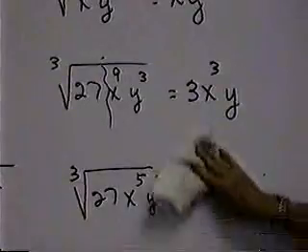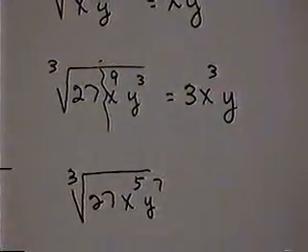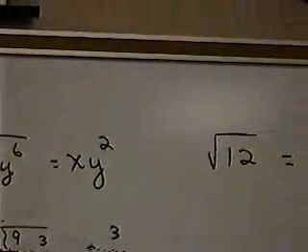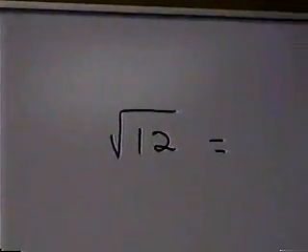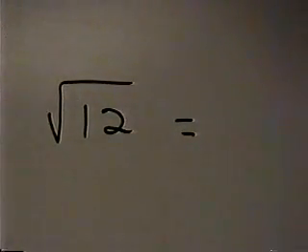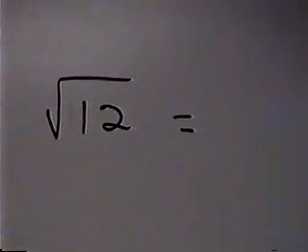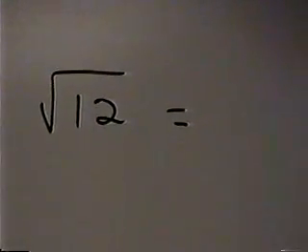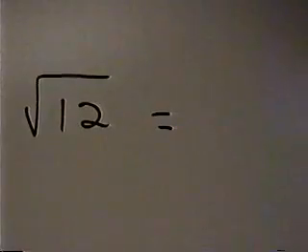Okay, let's now look at some more examples with numbers. What happens if, like the last problem I just got through working with, some of the x's and y's don't come out? What happens if some of the numbers don't come out? All right, so the square root of 12.